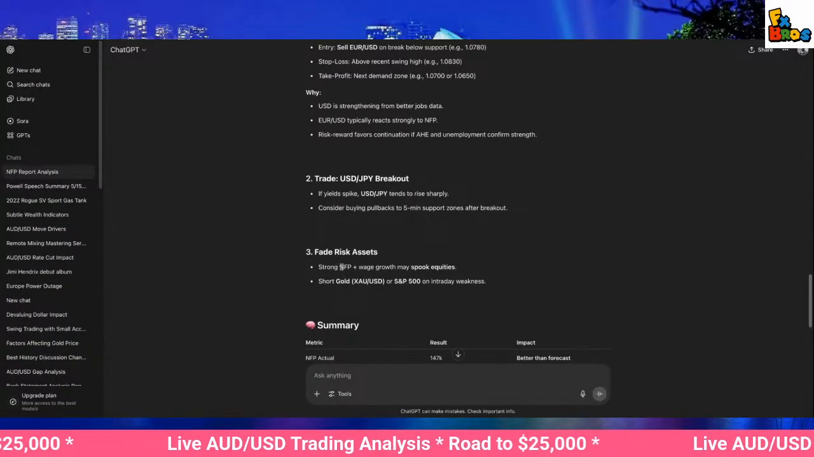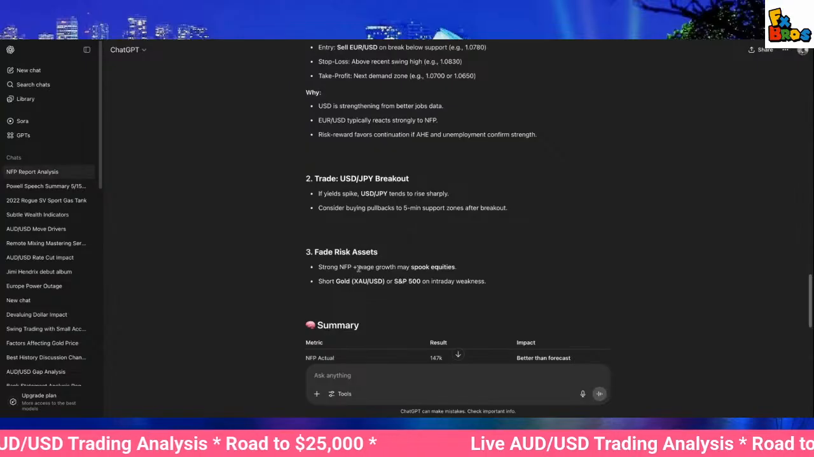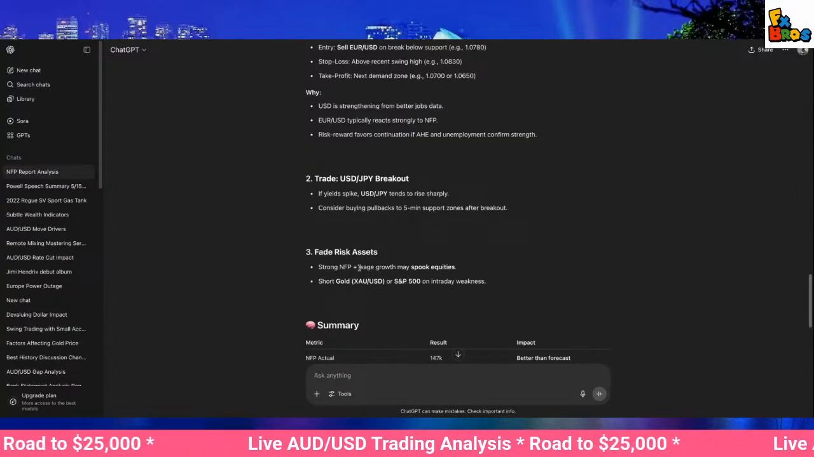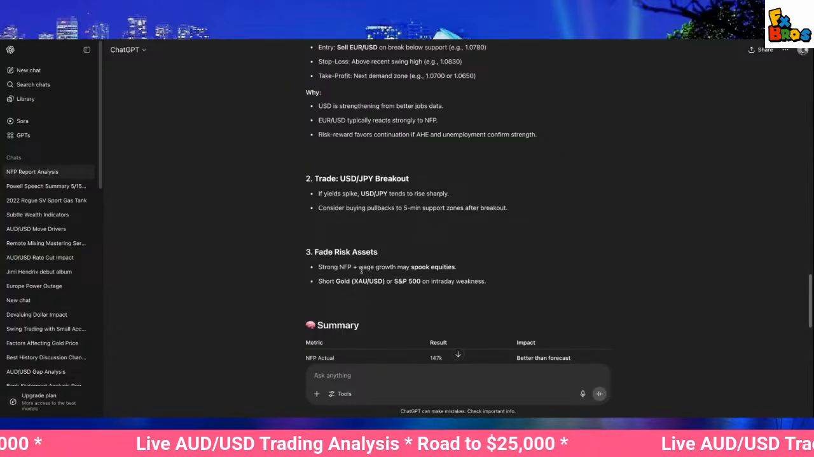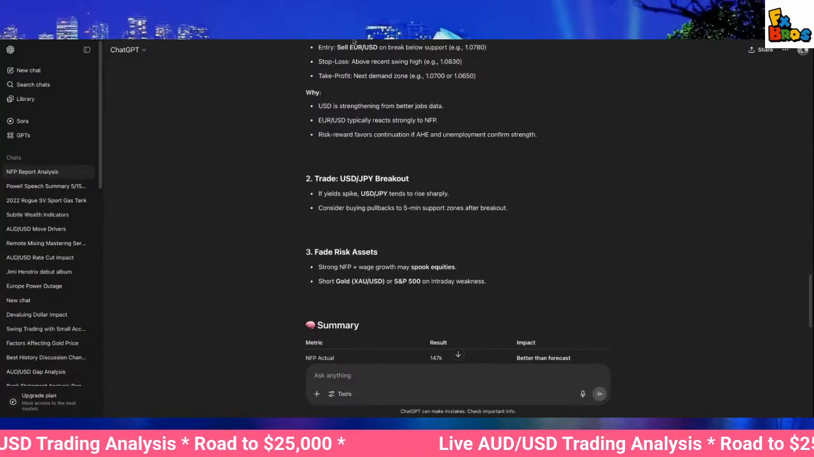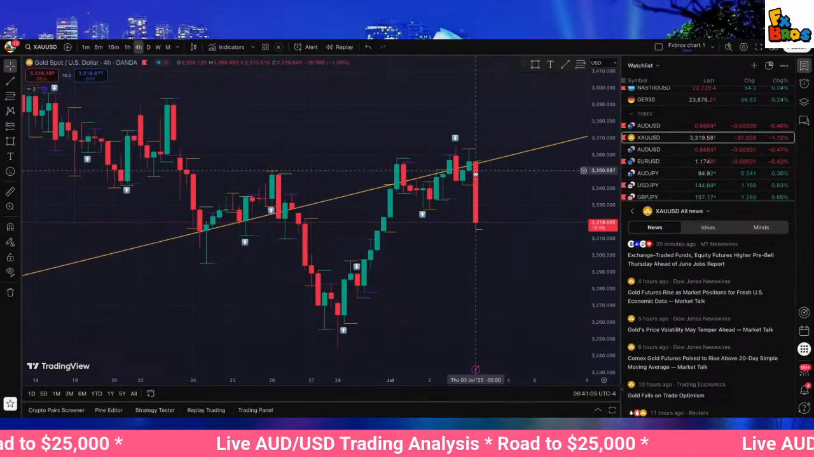Fade risk assets. Strong NFP growth may spook equities. Strong NFP plus wage growth may spook equities. Short gold or S&P on intraday weakness.